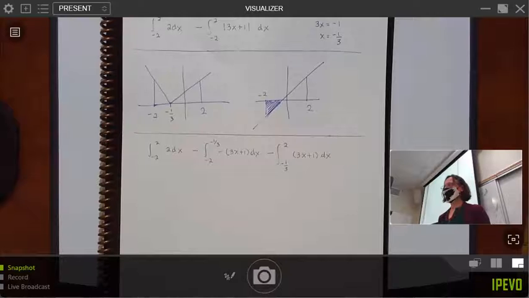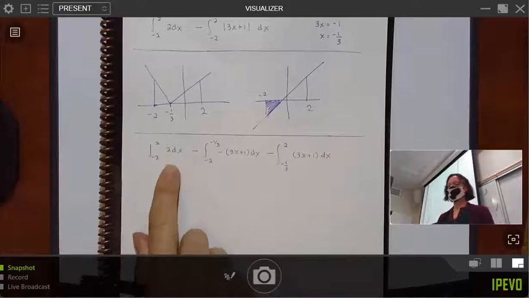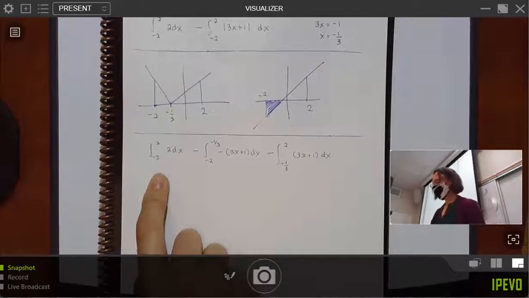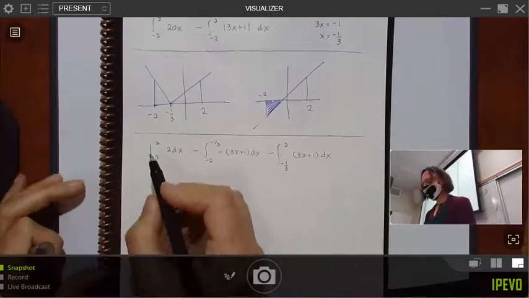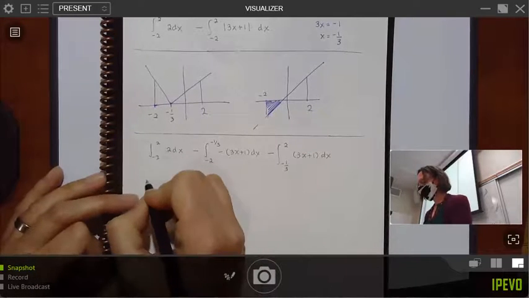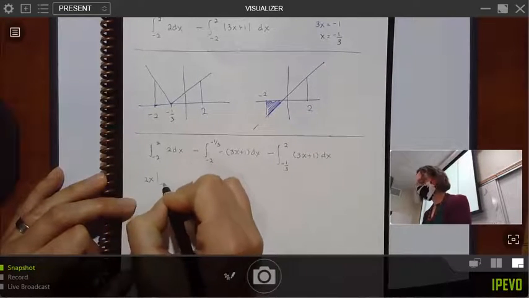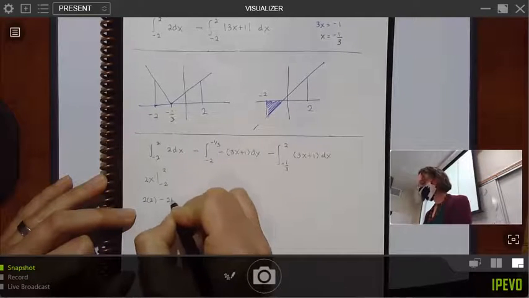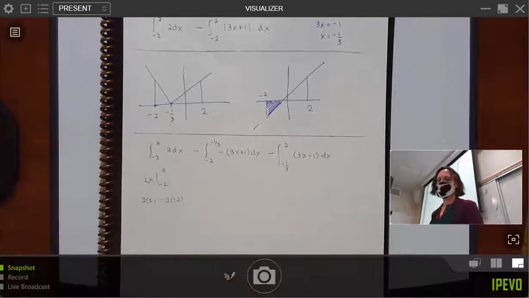Should we go through it? Okay. So the first piece, I don't have to break up at all. This wasn't really part of my absolute value, so I can just do this directly. When we find the antiderivative of 2, we get 2x, and we're going from -2 to 2. So 2 times 2 minus 2 times -2, boom, walk away.